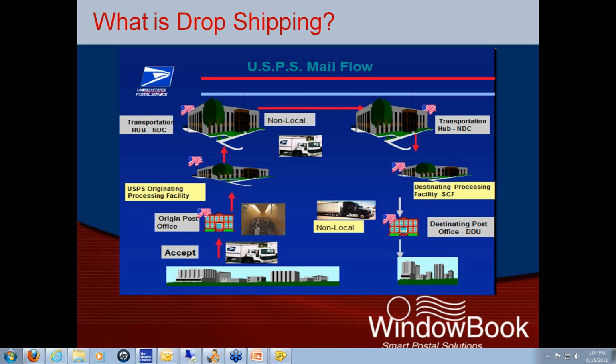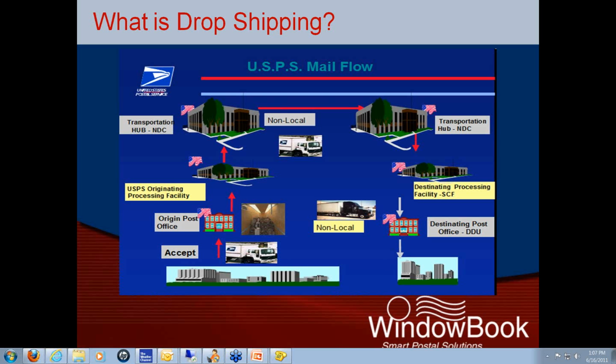Drop shipping bypasses a number of these steps by means of the mailer transporting the mail from the origin facility directly to the destination NDC, SCF, ADC, or in some cases with your flat mail to the final DDU.